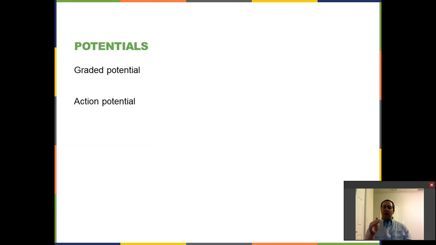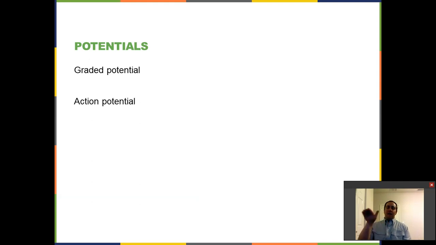So maybe sometimes we'll go from negative 70 up to negative 60, which isn't enough to cause those voltage-gated channels to open. Enough time passes by, and then we drift back down to negative 70. We go negative 70, negative 65, negative 70, negative 60, negative 70, negative 65. We just kind of flutter around in that area. Those are graded potentials.